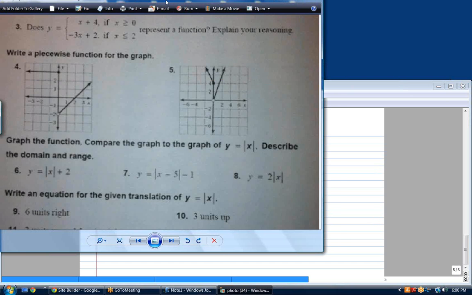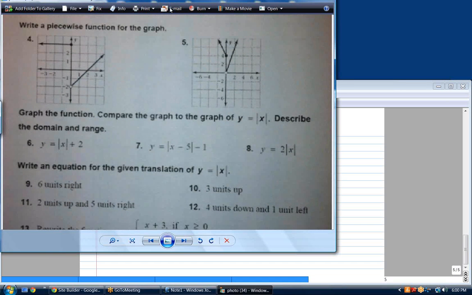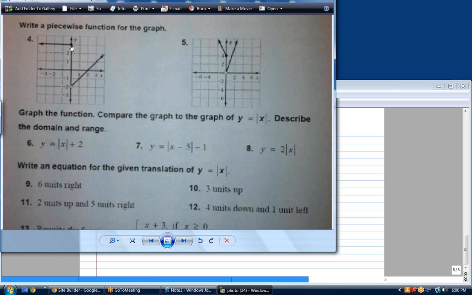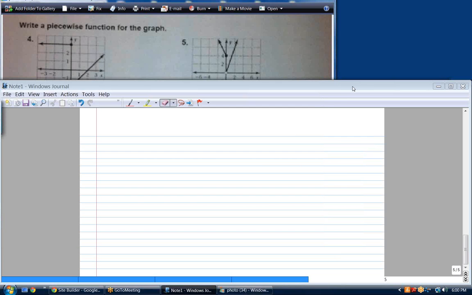Okay, let's look at number 4. First of all, we can see that this piecewise function does one thing when x is negative or 0, and it does something completely else when x is positive. So let's start with the negative part. What is the equation that I can write? y equals what when x is less than or equal to 0? What is y equal to when you look at that graph?